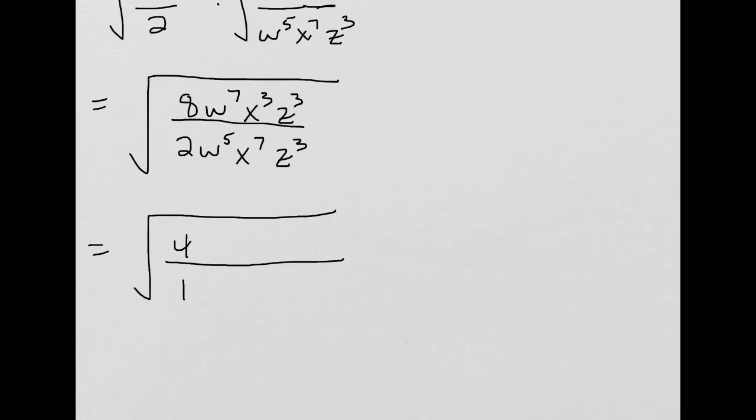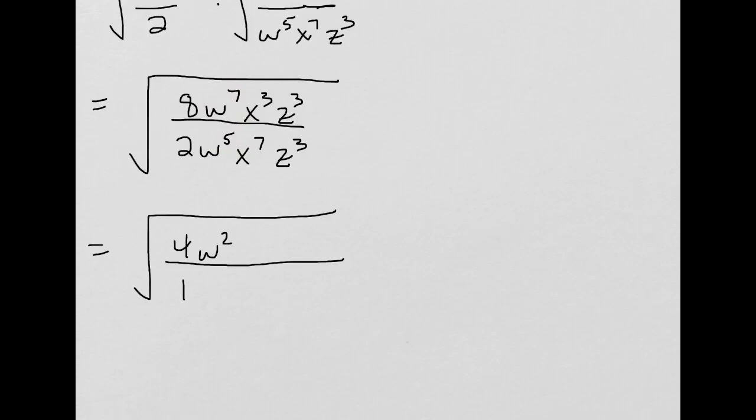Okay, if we look at our w's, well, notice I've got w to the 7th over w to the 5th. So I'm dividing, and I've got like bases on the top and the bottom. So the way we handle that is we subtract the exponents. So I've got more factors of w on the top. So that means I'm going to be left over with w factors on the top. How many? Well, 7 minus 5 is 2. So I'm left with w squared.